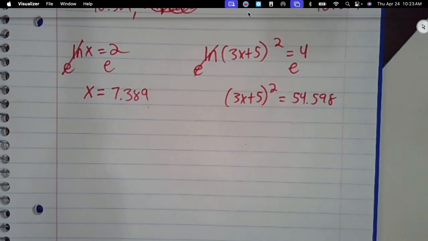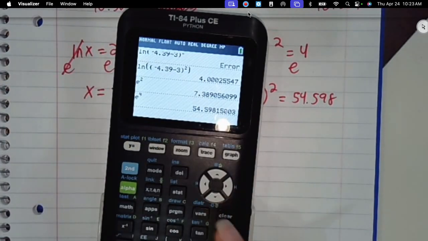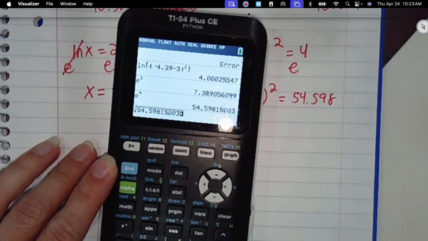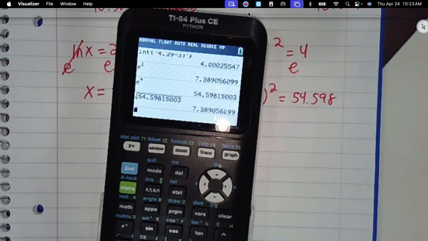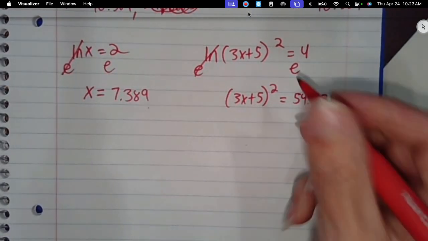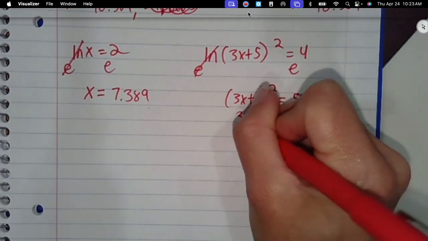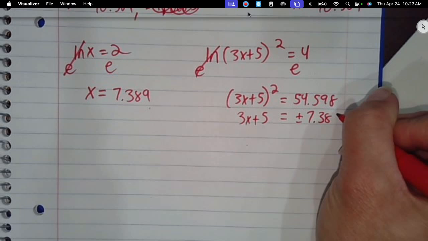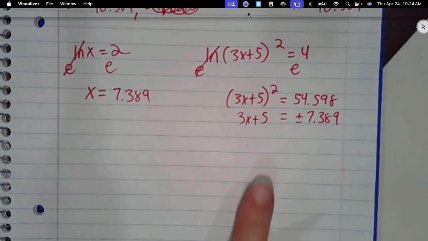How do you get rid of a square? Square root it. Is that a plus or minus? Plus or minus. Watch, when I go to square root, I'm going to scroll up and pick the entire number. And I get a positive 7.389. It's always the same number. Or a negative 7.389.